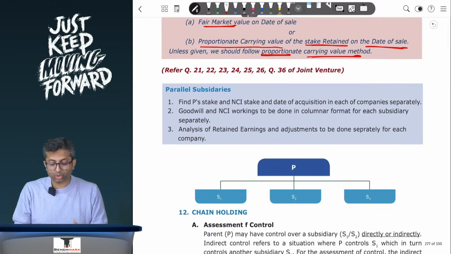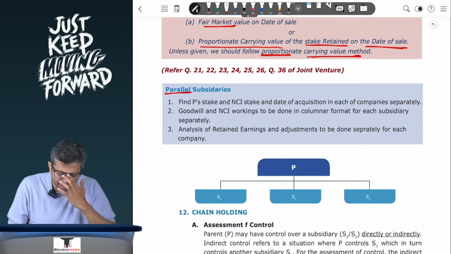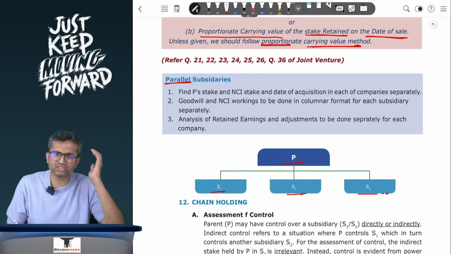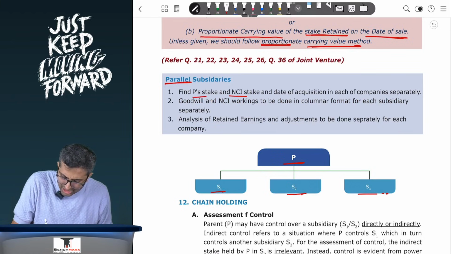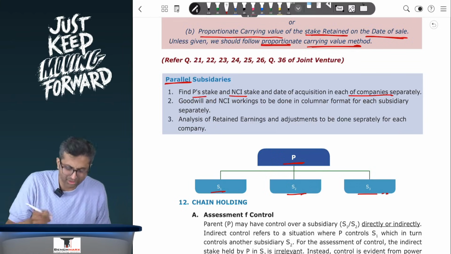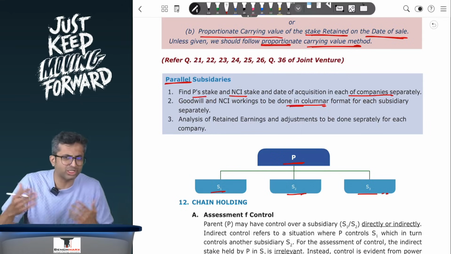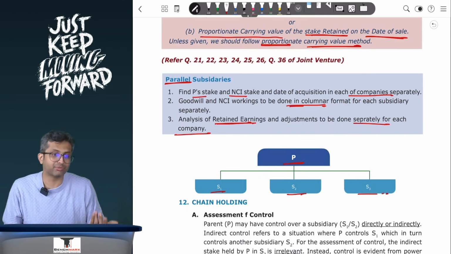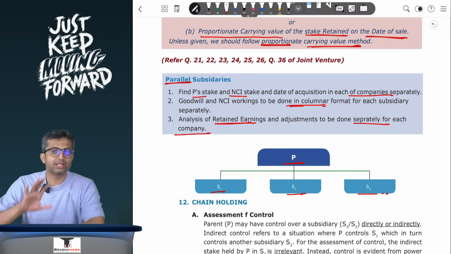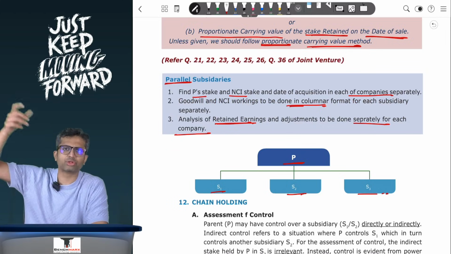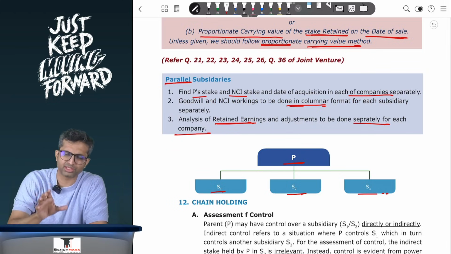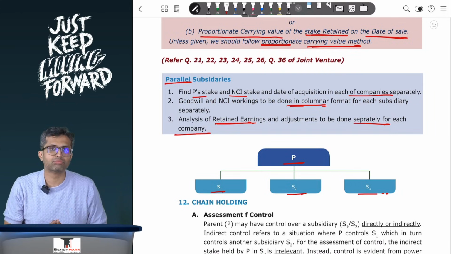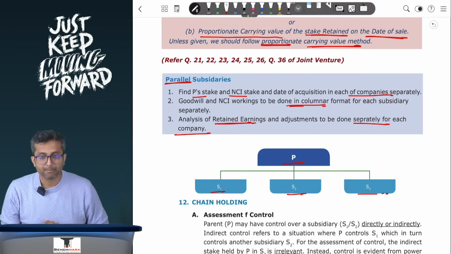Okay, then you have something called parallel subsidiaries. Now, when you look at parallel subsidiaries, what happens is there is a single company P which has multiple subsidiaries. Over here, the only thing that you will do is find the P stake and NCI in each of these companies, do the workings for goodwill and NCI in a columnar format for each of the subsidiaries, and analyze the retained earnings separately for each of them, because they might have a different date of acquisition, they might have a separate parent and NCI stake. It is a very easy thing. It is just that it is two questions. If there are two subsidiaries, you have to analyze one subsidiary, then analyze the other subsidiary. You can do it in a columnar form as well. So there's nothing difficult, honestly, when it comes to parallel subsidiaries.